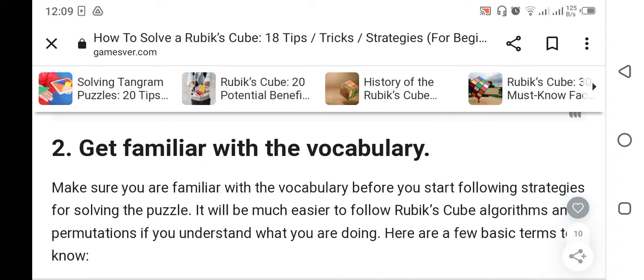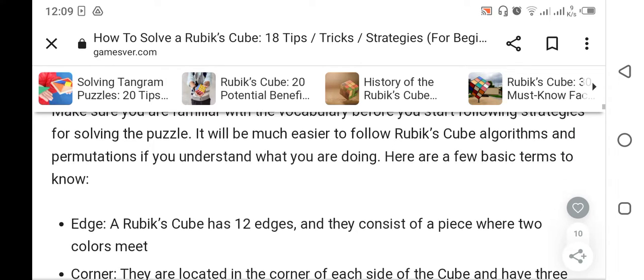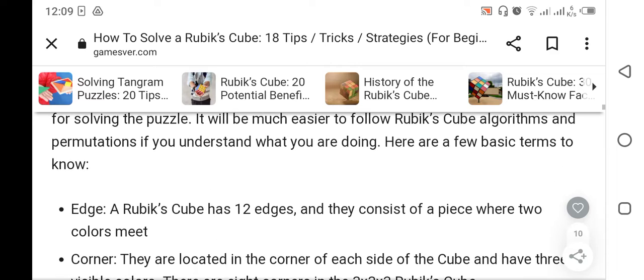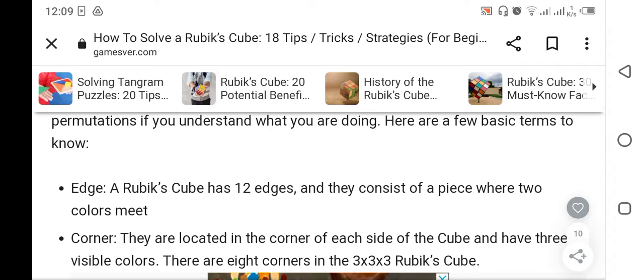Number 2, get familiar with the vocabulary. Make sure you are familiar with the vocabulary before you start following strategies for solving the puzzle. It will be much easier to follow the Rubik's Cube algorithms and permutations if you understand what you are doing. Here are a few basic terms to know.